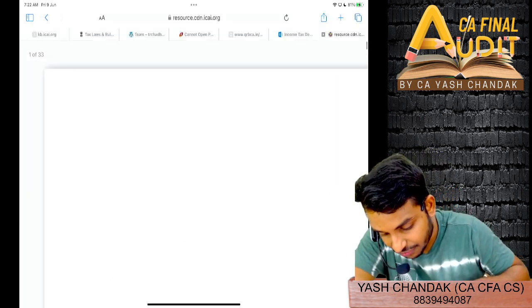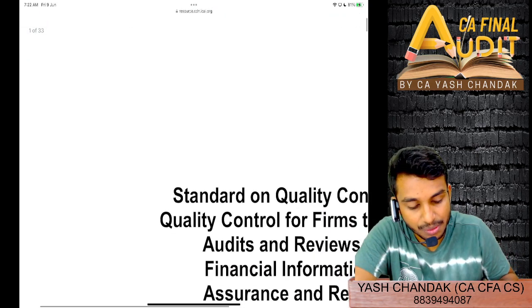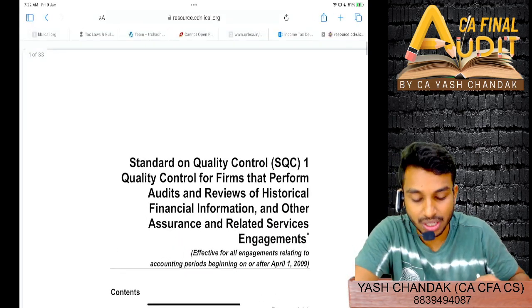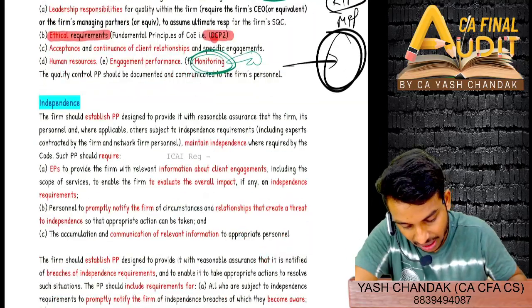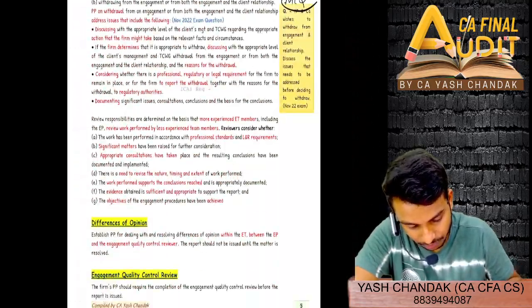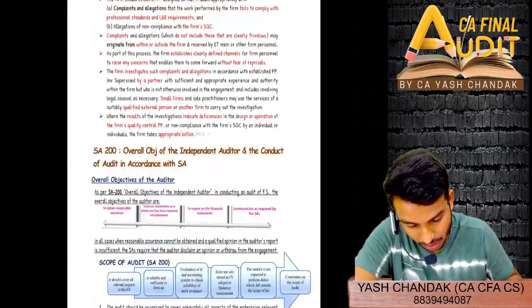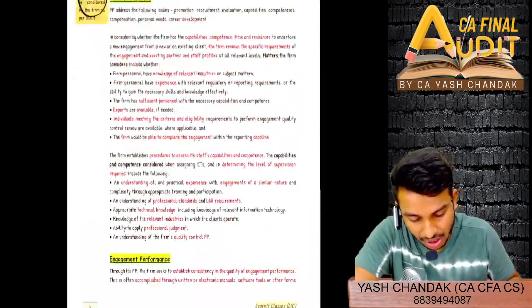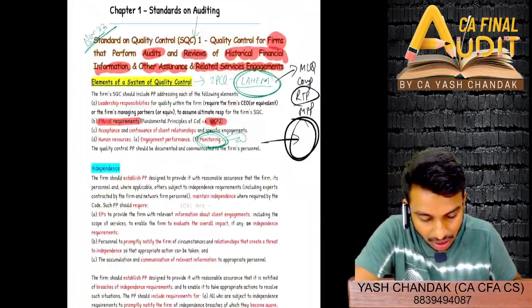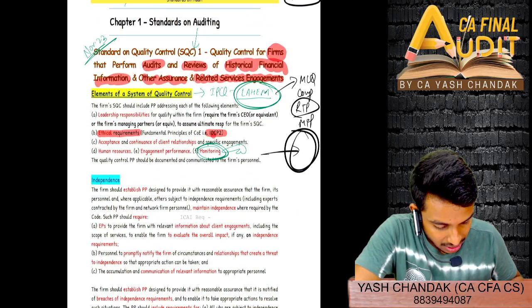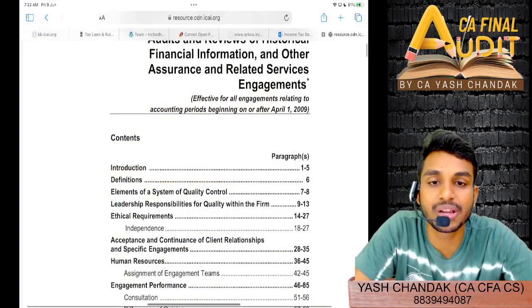So this is page 1 of 33. That means this is a standard of 33 pages. And how many pages do we have in our book SQC1? So 4.5 or 5 pages. So that means I must have left something or the other from the bare standard, right? I must have left something or the other from the bare standard.